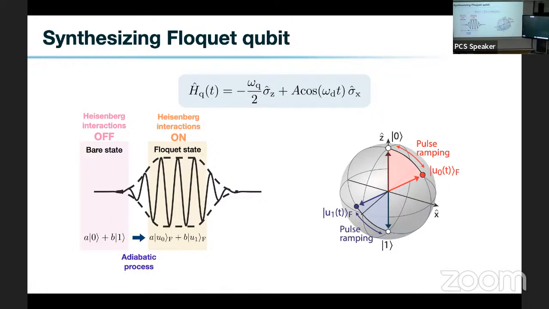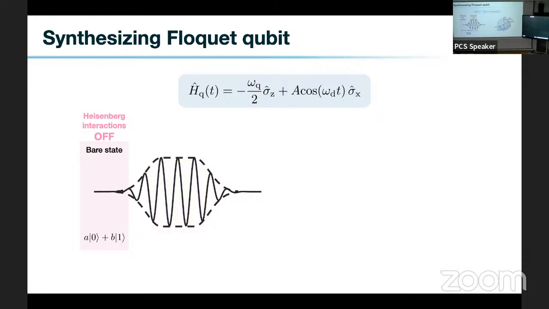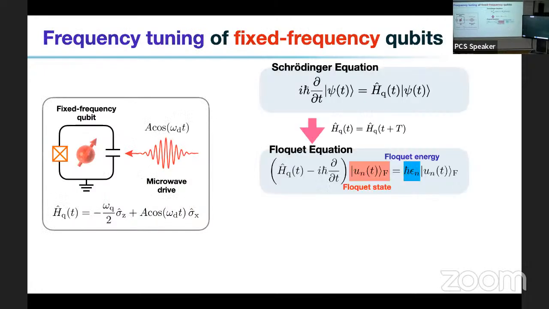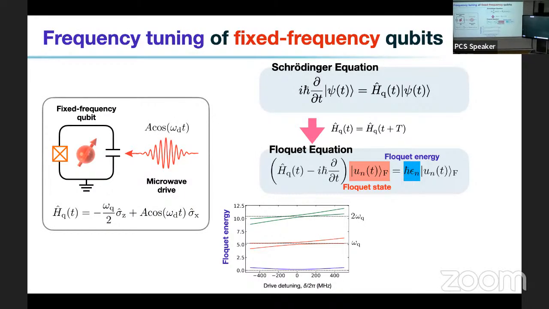I just missed something. So are you saying that this time-dependent Hamiltonian is equivalent to having 2 qubits with that spin flip interaction? No, this is just a single qubit story. Okay. So how, by tuning the Floquet states, are you changing the Heisenberg interaction? I just didn't get that.